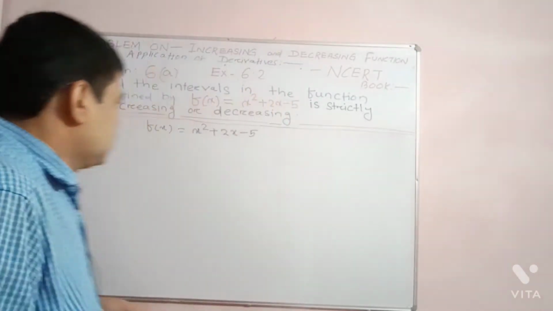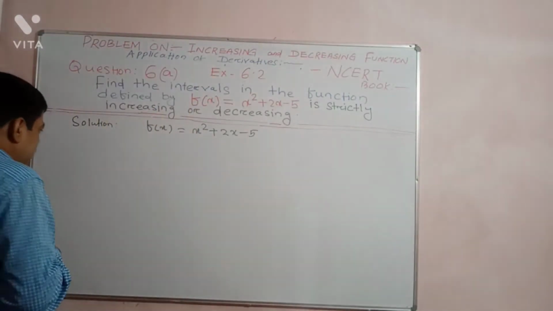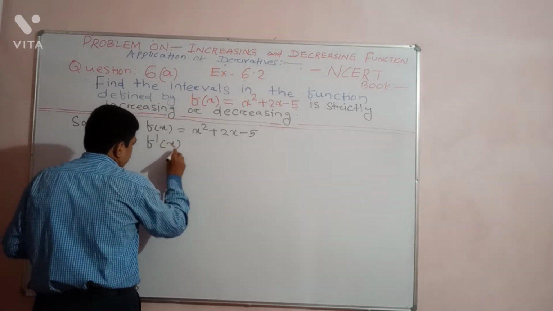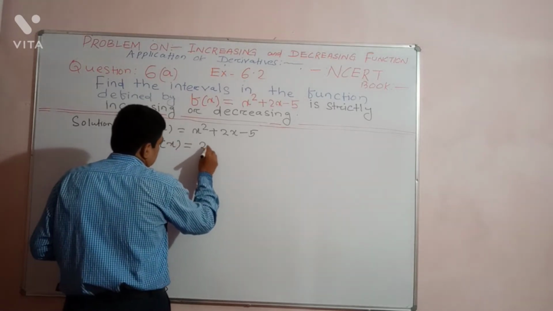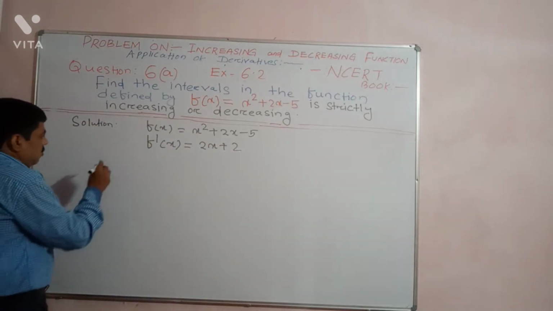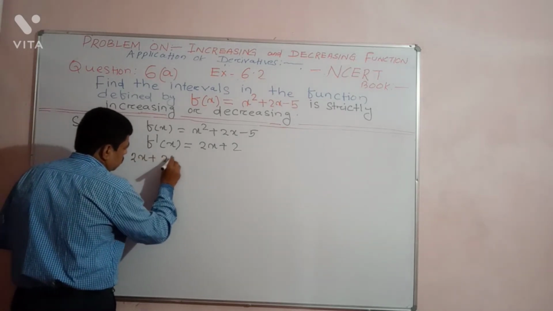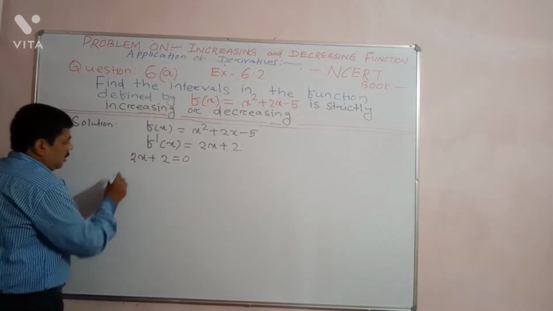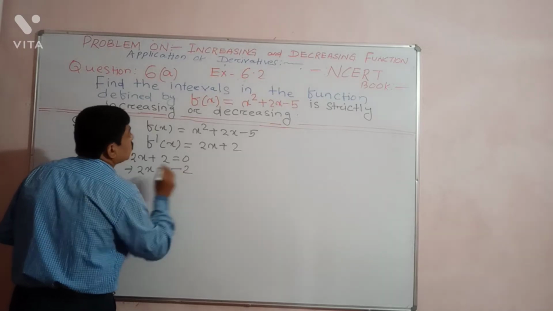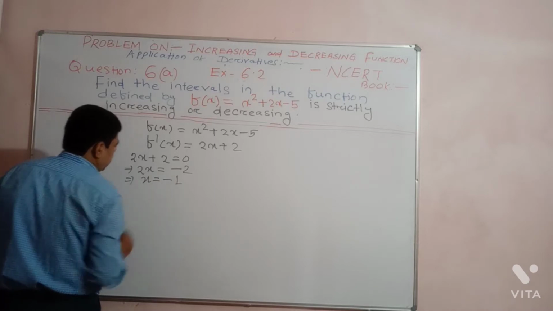Understand? Let's see. A function is given, f(x) is equal to x square plus 2x minus 5. Let us find out the slope of the function, f dash x, by finding the derivative of the function. So the derivative of f(x) is 2x plus 2. Now you have to equate the derivative f dash x to 0. Then 2x is equal to minus 2. Then x is equal to minus 1.